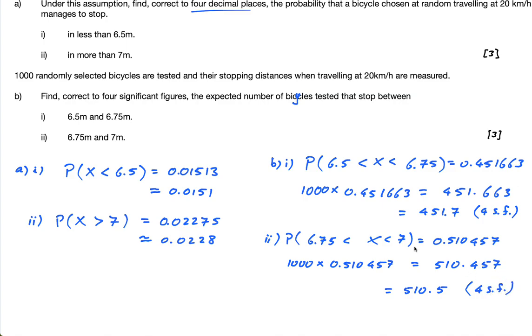Okay, that's parts A and B. 6 marks. Again, if you know how to use your calculator, not a difficult 6 marks.